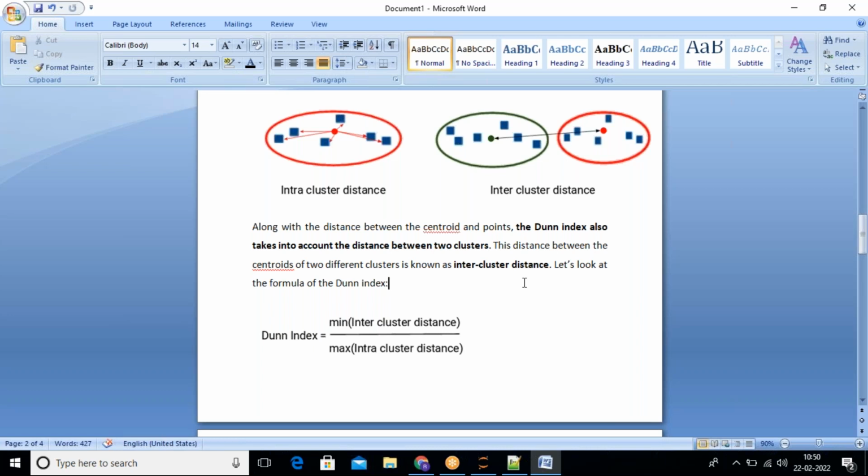Clear? Now again my same question arises that Dunn index should be maximum or should it be minimum? Means Dunn index का value जो है वो maximum होना चाहिए या minimum आना चाहिए? बोलिए.